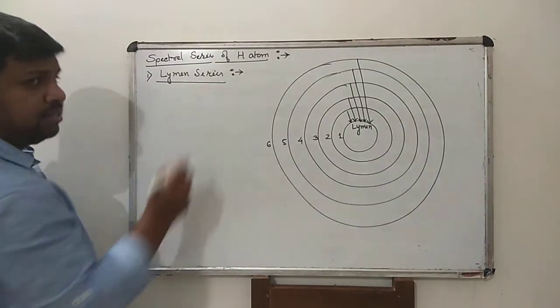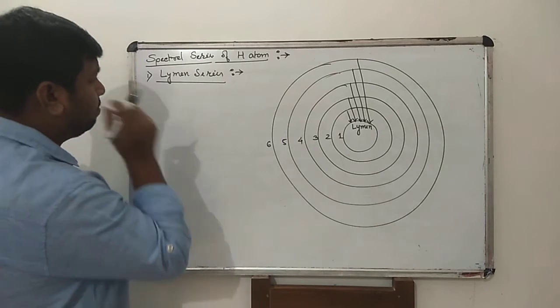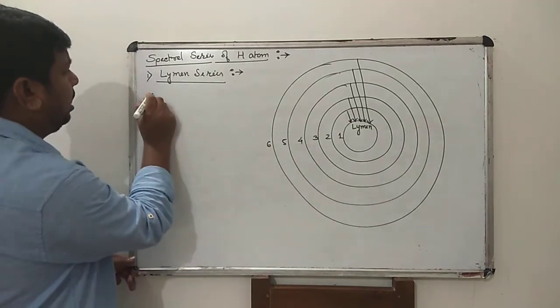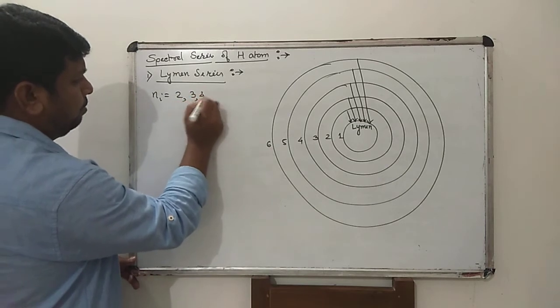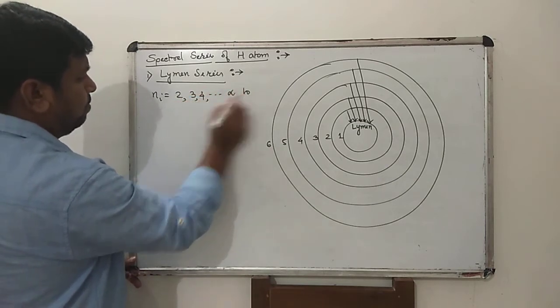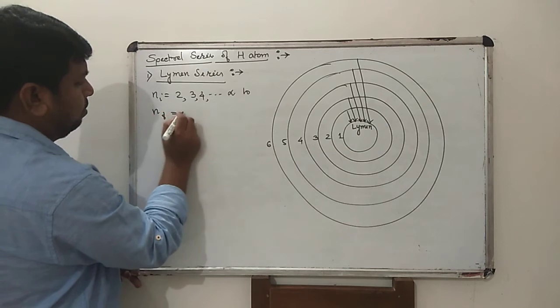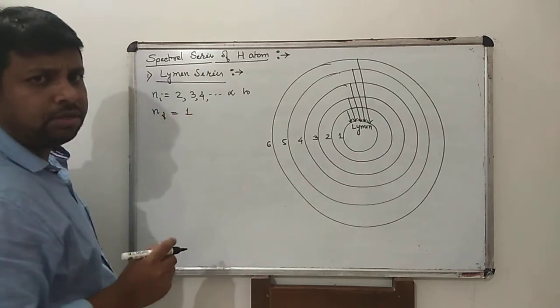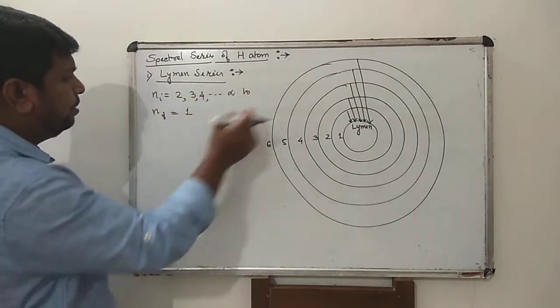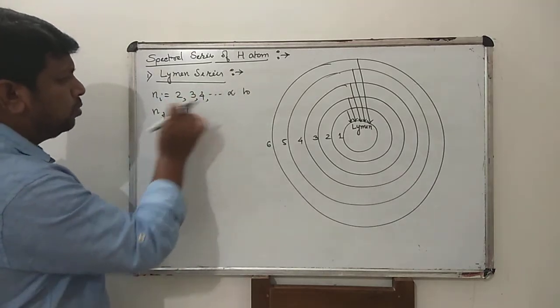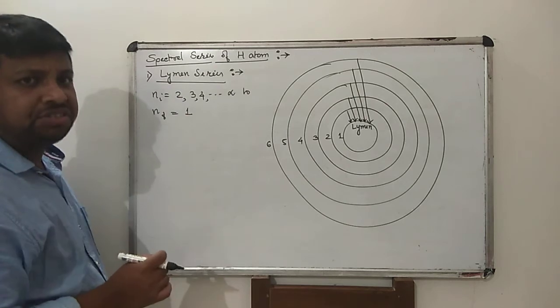That means, what is the Lyman series? The transitions occur from higher energy level, that means Ni equal to 2, 3, 4 up to infinity, to Nf equal to 1. Transitions from higher energy levels 2, 3, 4 up to infinity to Nf equal to 1 are known as the Lyman series.